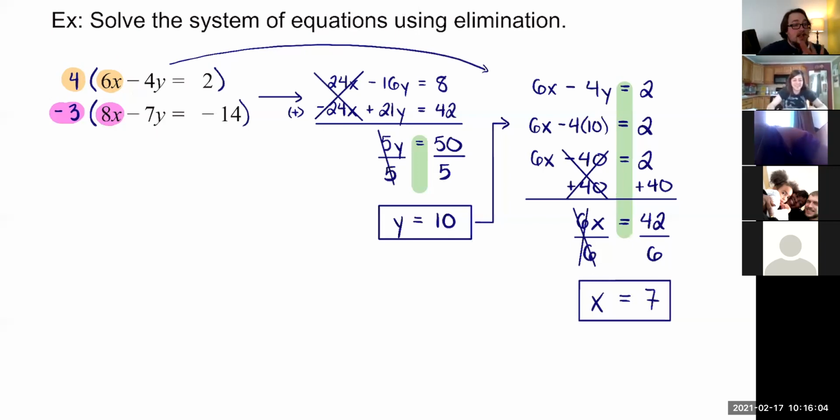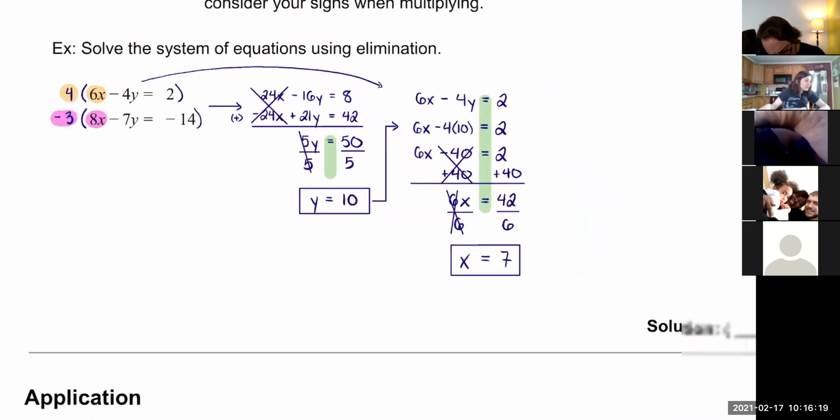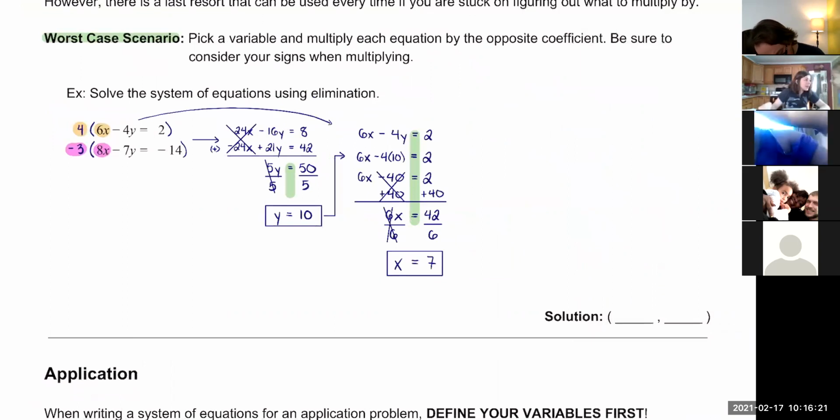So again, like I said, there are so many routes that these problems could take. It's almost impossible to really cover, to barely even scratch the surface. But yeah, so no, not bad on this one. Don't forget though to write your final solution as an ordered pair. And in this case, we should get the ordered pair 7, 10.